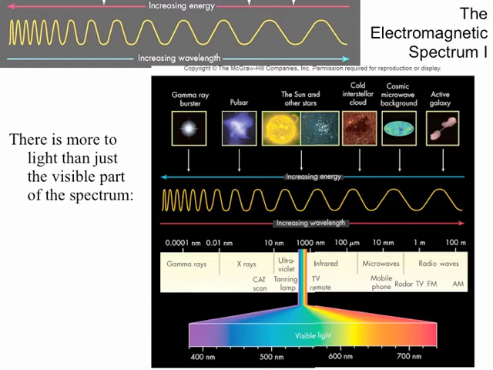To the right on this diagram are longer wavelengths. Those are on the redder end of the spectrum, such as radio waves. To the left are shorter wavelengths, high frequency, highly energetic waves of light, such as gamma rays.